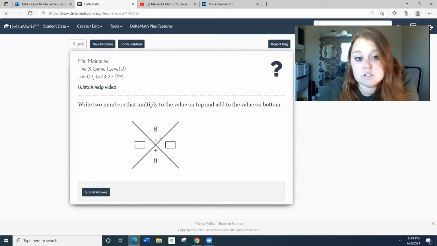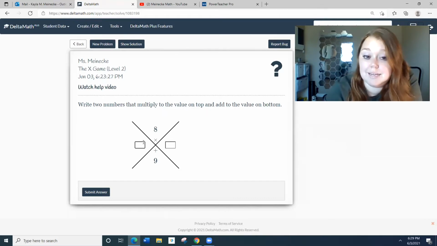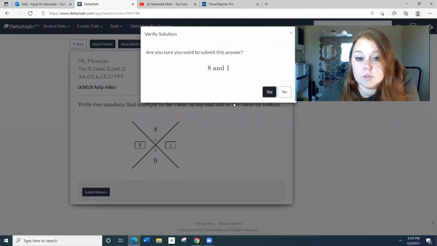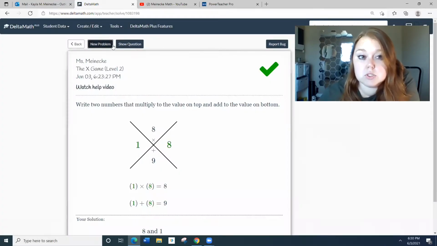So you think of factors of 8, 2 times 4, but if I add 2 and 4, I get 6, not 9. So the other way to make 8 would be 8 times 1, right? And 8 times 1 is 8, 8 plus 1 is 9. So those would be the correct numbers, 1 and 8 or 8 and 1, okay? Hopefully that makes some sense.